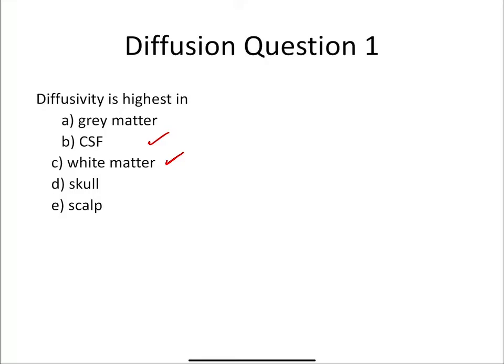So let's try to think about what might be some reasons for each of these tissues. For someone who picked white matter, why would diffusivity be highest in white matter? Or even if you didn't pick white matter, you can argue for that side. Any thoughts?